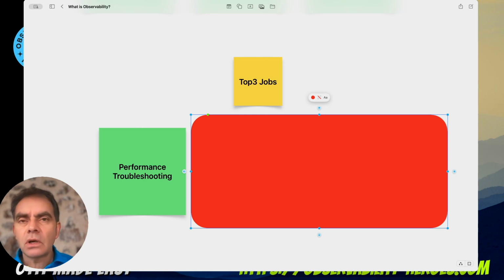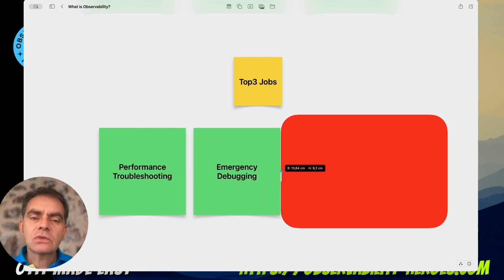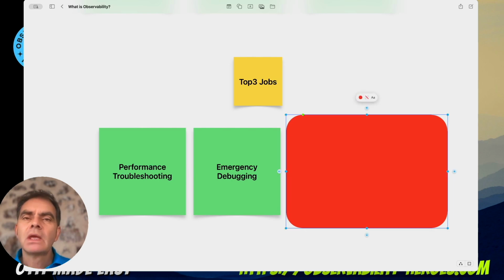And some learn the hard way. They have performance troubles, but they don't have any observability. Guess what? You're in scrambling mode. And that leads to emergency debugging. That's what you also do. The troubleshooting is one thing, and it leads to the debugging.